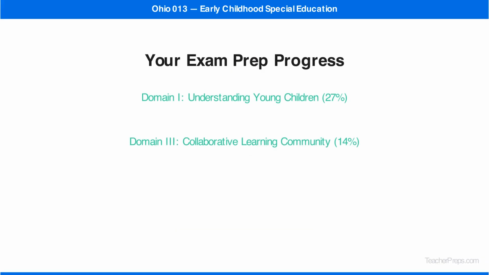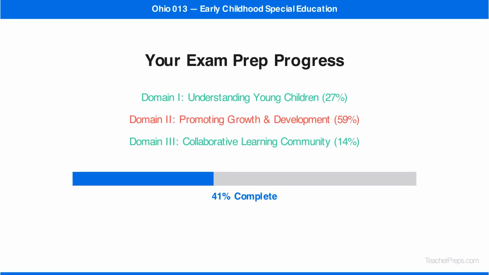Great work covering Domain 1, Understanding Young Children with Special Needs, and Domain 3, Working in a Collaborative Learning Community. Together, those make up 41% of your exam. But here's the thing. You still need Domain 2, Promoting Young Children's Growth and Development. That's 59% of your score, the majority of the exam. It covers structuring classroom environments, managing behavior, supporting social development, language development, emergent literacy, daily living skills, cognitive development, content area learning, arts, and physical development. Without Domain 2, you're walking into the test with less than half the preparation you need.